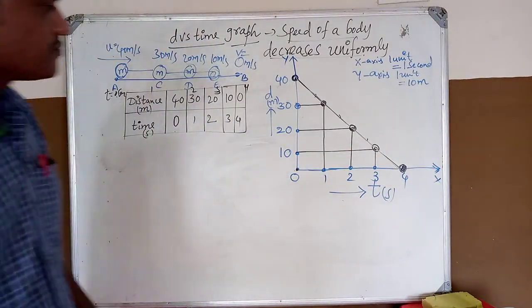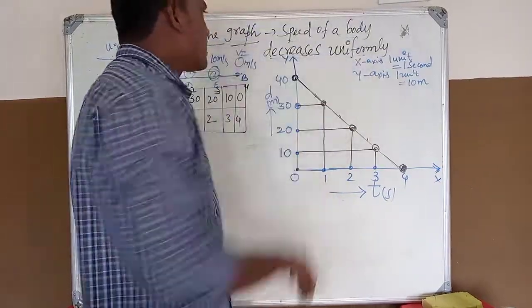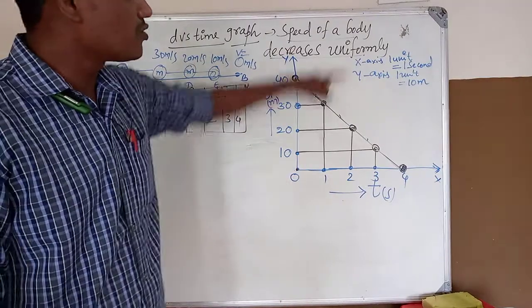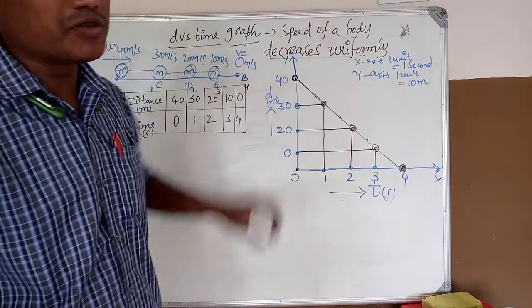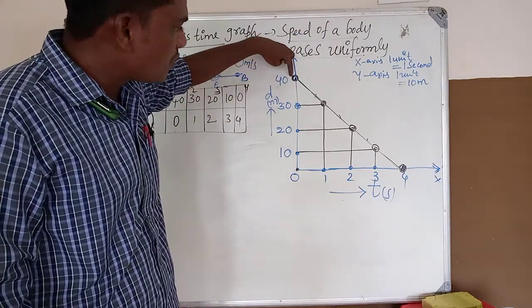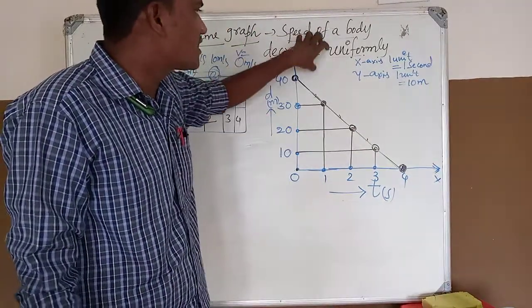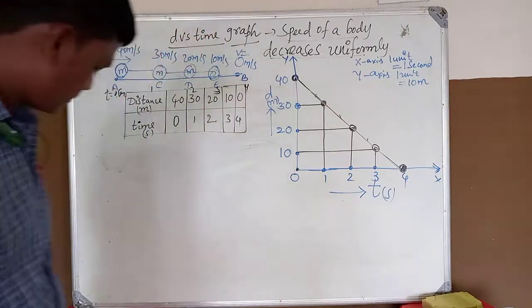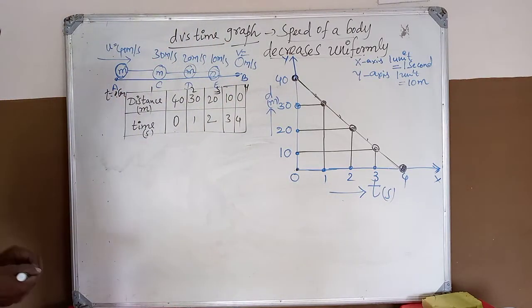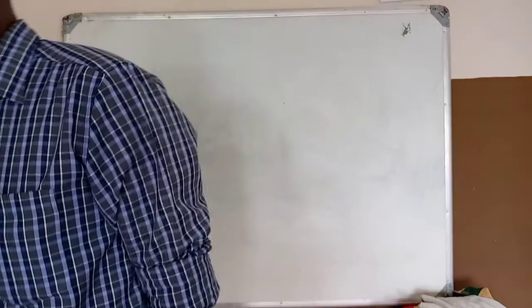So that means if the graph is a straight line in increasing mode, that is, increasing from 0, it represents that the body moves with uniformly increasing speed. But the graph here is showing a straight line in the downward direction. It represents that the speed of a body decreases uniformly in the case of a distance versus time graph. Next one, continuing further.